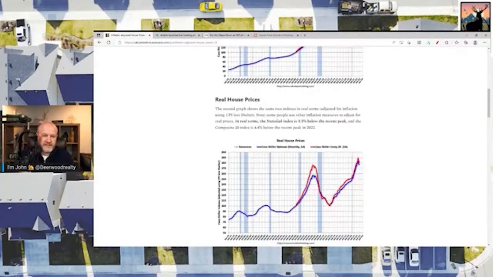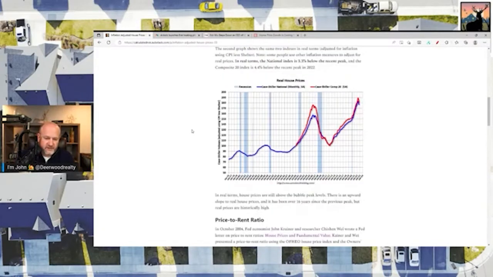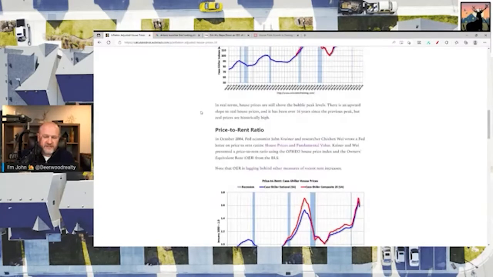Real house prices, the second graph, shows the same two indexes in real terms, adjusted for inflation using CPI less shelter. Note, some people use other inflation measures to adjust for real prices. In real terms, the national index is 3.3% below the recent peak, and the composite is 4.4%. In real terms, house prices are still above the bubble peak levels. There's an upward slope to real house prices, and it has been over 16 years since the previous peak. But real prices are historically high.